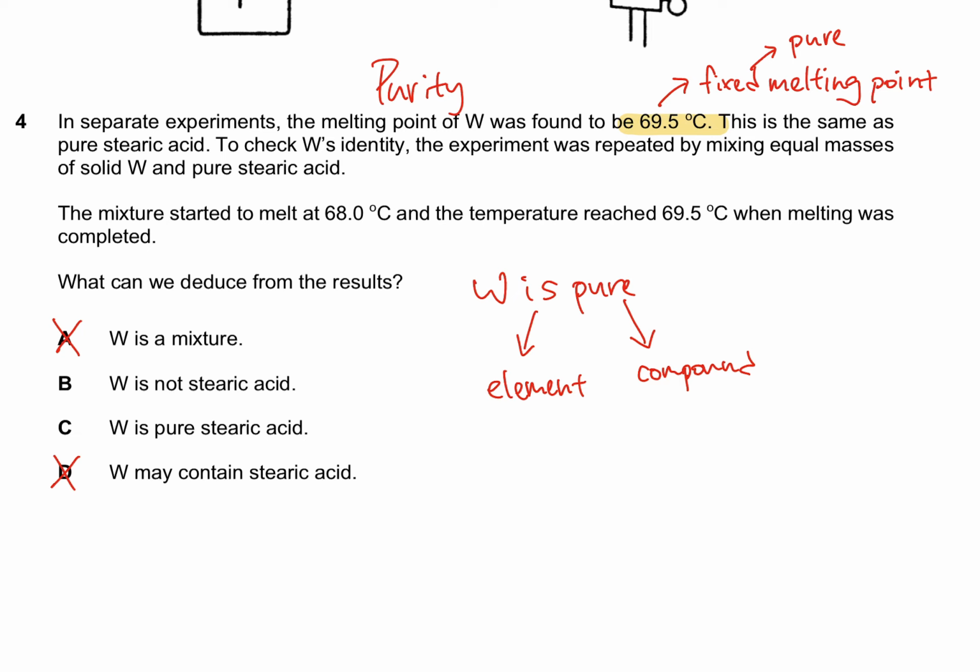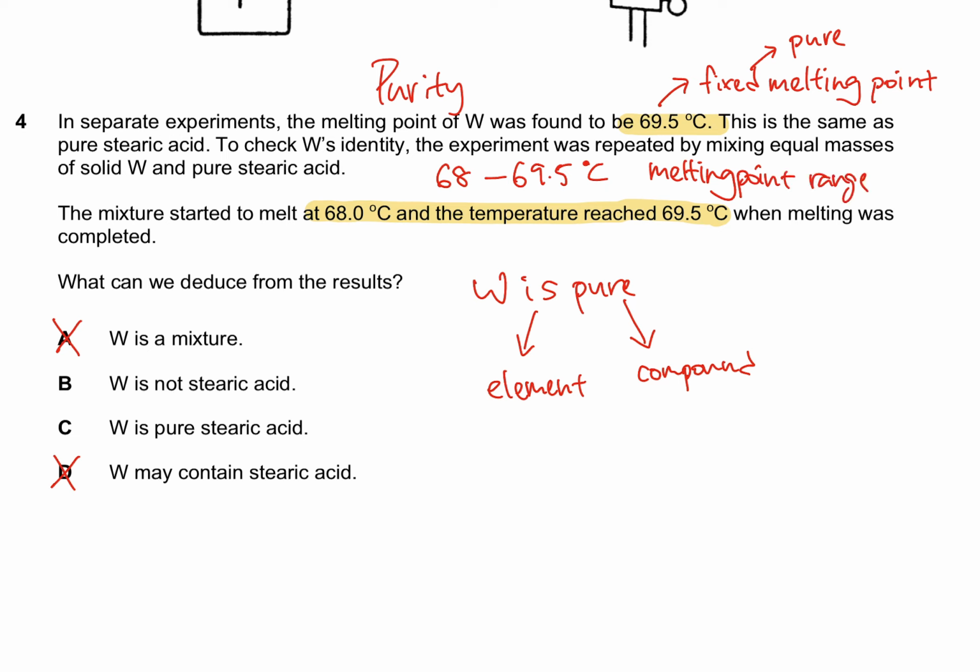It says that this temperature is somehow the same as pure stearic acid. So that's quite interesting. So we want to confirm whether W is actually stearic acid or not. So what we do is that we mix W, which is unknown, with stearic acid. Then when we tried to melt this mixture of W and stearic acid, the mixture actually melted at 68 and then it stopped melting at 69.5. So that means it melted at a range between 68 to 69.5. So this will indicate that the melting point is a range.